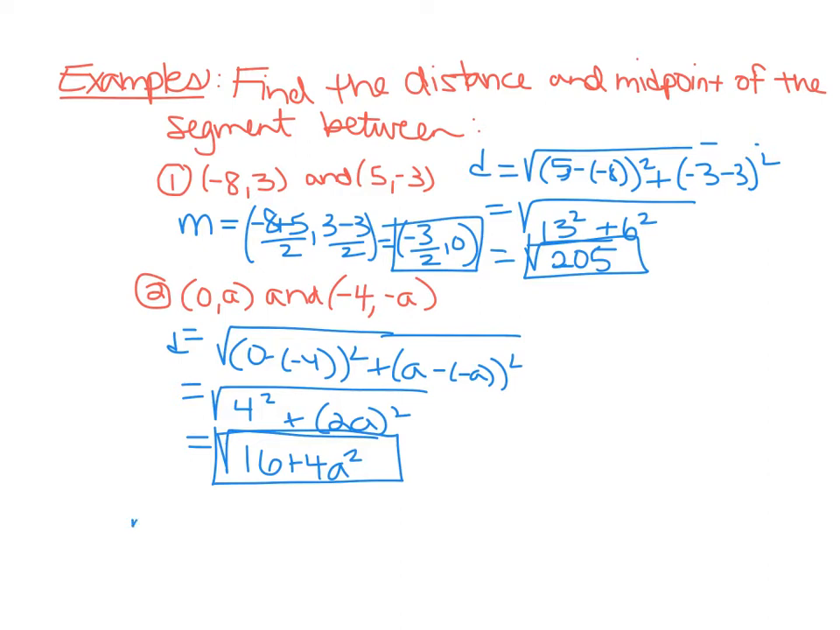For the midpoint of this one, I end up getting 0 minus 4 over 2, comma a minus negative a over 2. Sorry, a plus negative a over 2. That's going to give me negative 2, 0.